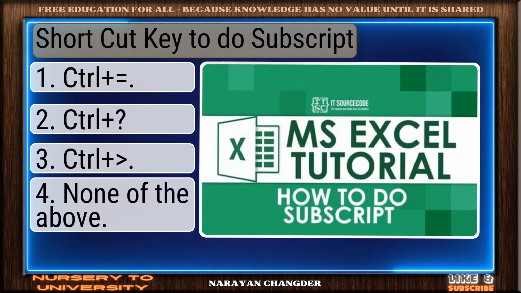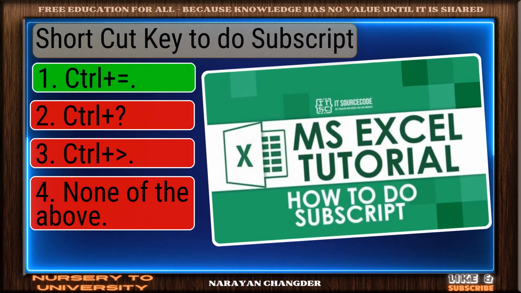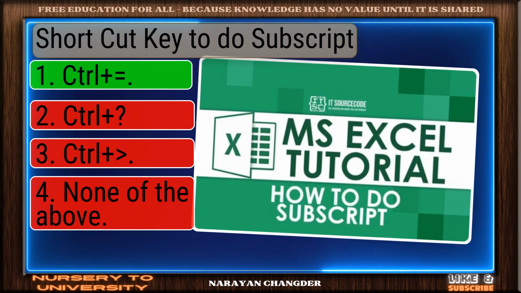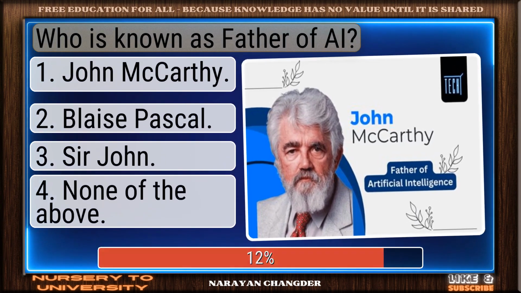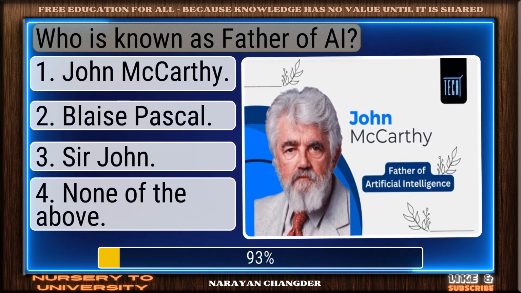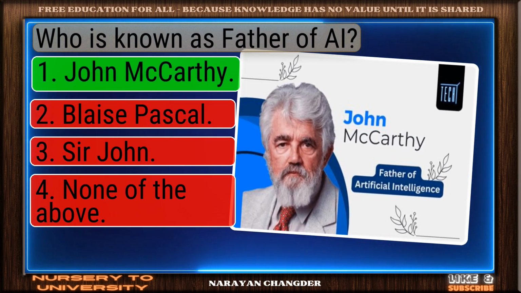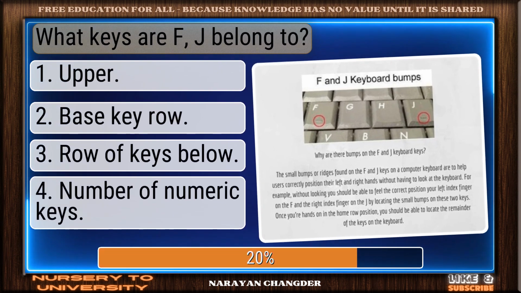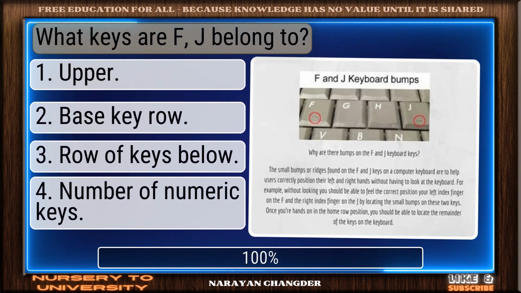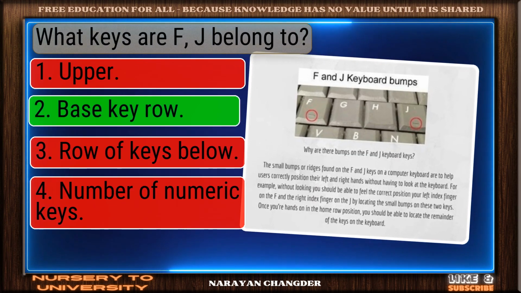Shortcut key to do subscript. Excellent choice. Ctrl plus equal to is the right answer. Who is known as father of AI? Right again. John McCarthy is a valid answer. What keys do F, J belong to? You chose base key row, and it is correct.